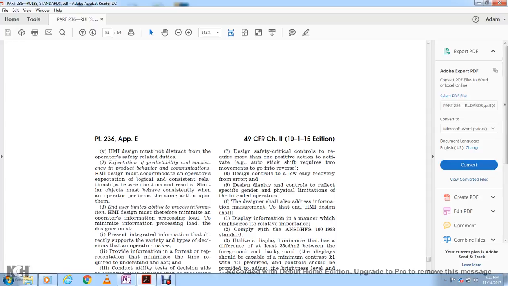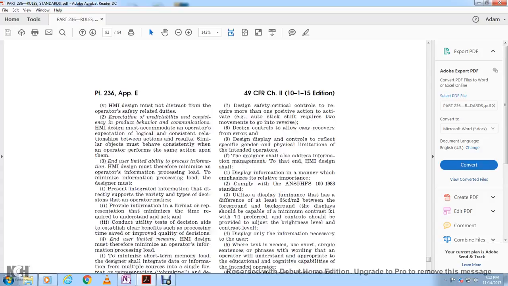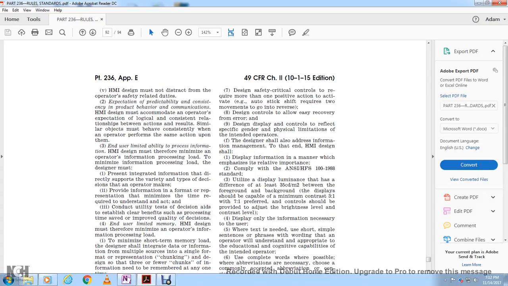Human interface design must therefore minimize the operator's information processing load. The designer must present integrated information with the creation directly support with a variety of any type of the decision the operators make. Provide information for the format representation, minimize the time required to understanding the act. Conduct utility tests, decision aid the establishing clear benefits of such of the processing time saved, improved quality decisions. For end of the usual limited memory. The human interface design therefore minimizes the operator information process loading.